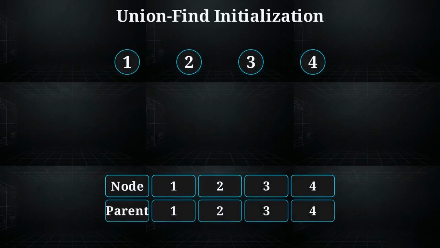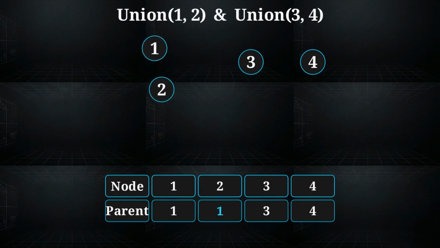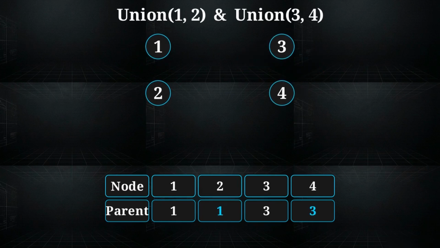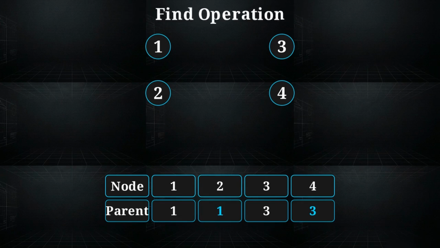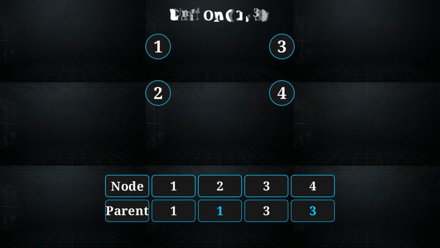Let's create 2 sets by calling union on 1 and 2 and 3 and 4. In our array, node 2's parent value changes to 1, and node 4's parent changes to 3. To identify a set, the find operation follows these array values upward. If we call find on 4, the system sees that 4 points to 3, and since 3 points to itself, the system knows 3 is the root representative.